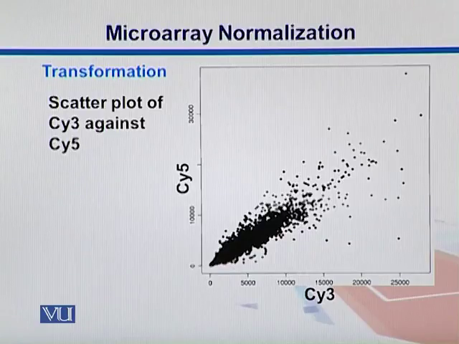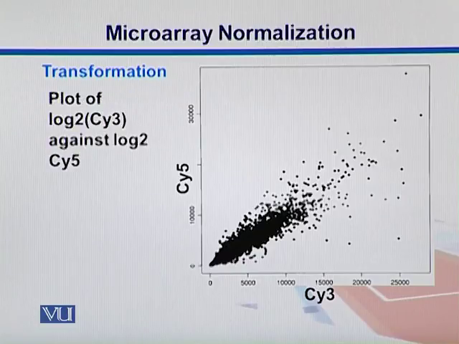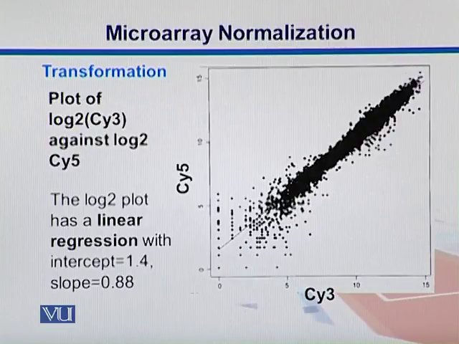Here is another effect of this transformation. We have a scatter plot of CY3 against CY5. We can see the data points are quite scattered since there is a big range in the data. If you look into the scale, the expressions range from 0 to 25,000 and you have big variations. And then on CY5 you have 0 to 30,000. When you transform that into log2 scale and plot it, you see that those data points are now quite close to one another.